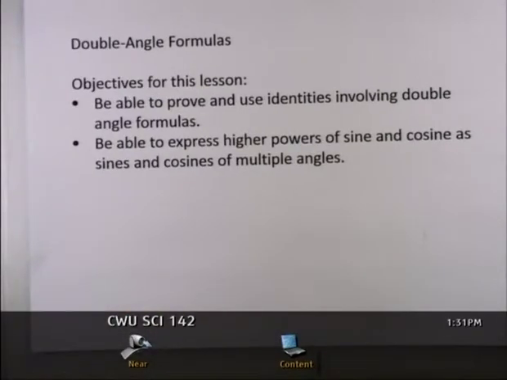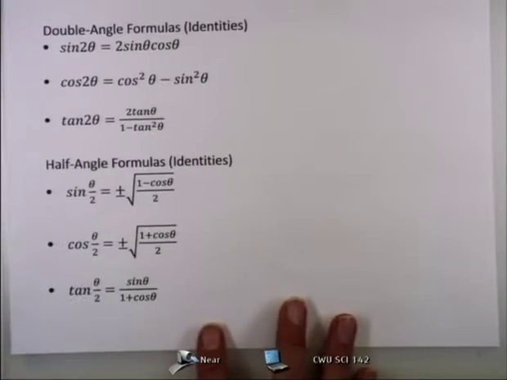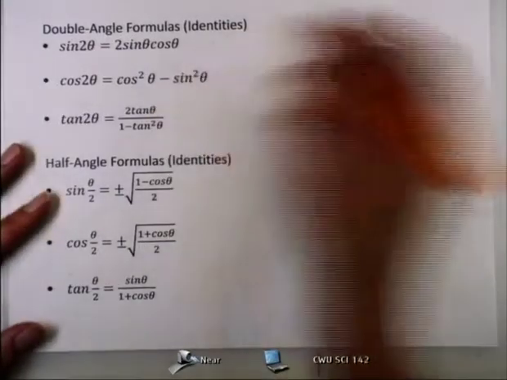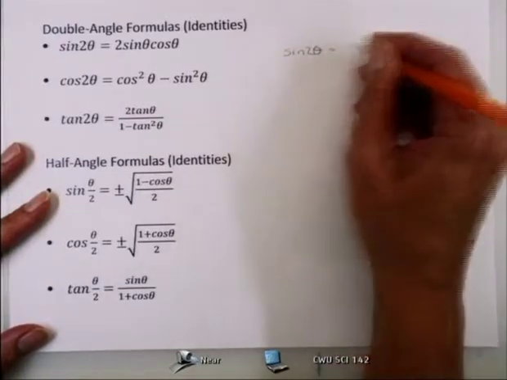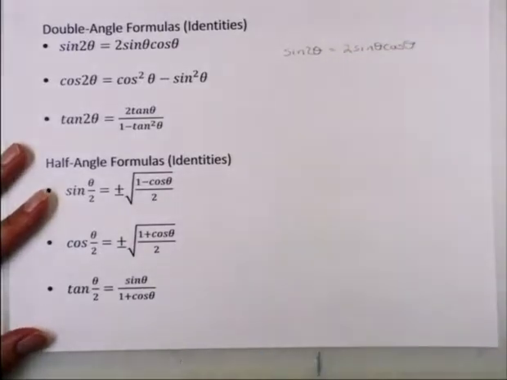Now I'm just going to give you the identities that we're going to be using today. And I'll take a second while you're copying these down, and go through a proof of one of them, and you'll see that they all are very easy to prove. So I'll just do the first one here. The sine of 2 theta equals 2 sine theta cosine theta. So that's the identity I'm trying to prove.